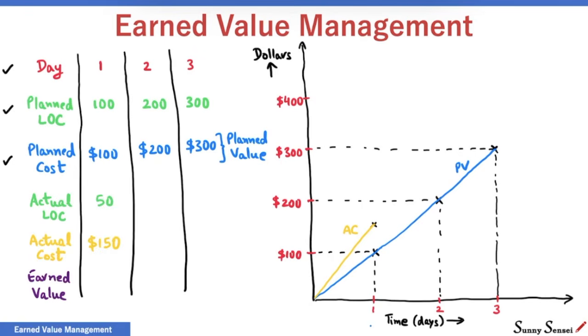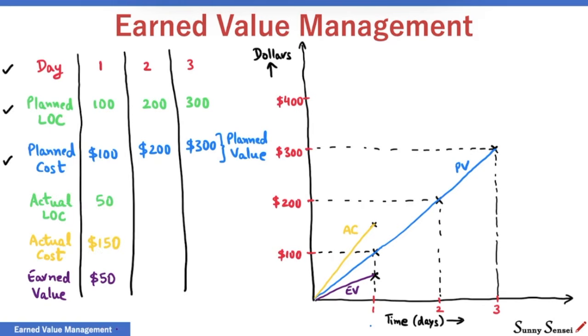Earned value is the term that is used to capture the actual value. The actual lines of code is just 50. 100 lines of code are worth $100. So 50 lines of code should be worth $50. Earned value at the end of day 1 is just $50. Here is a plot of earned value. We have learned the basics.